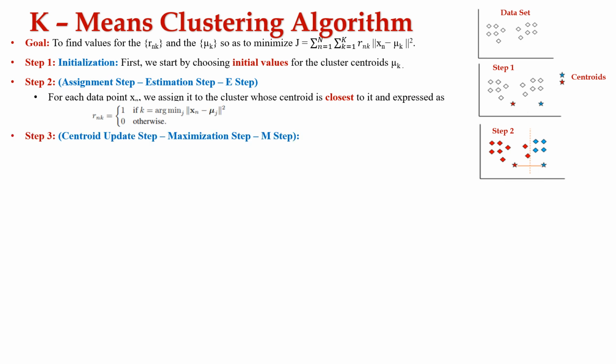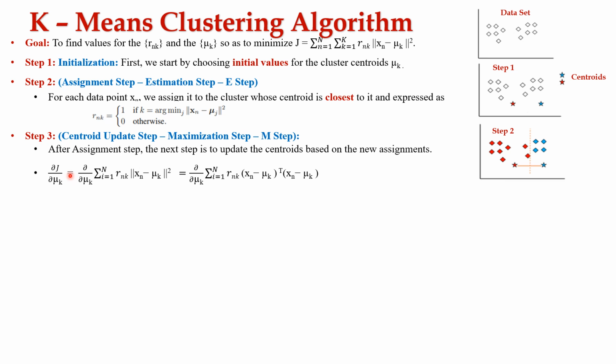Step 3 is the centroid update step, maximization step or M step. After the assignment step, the next step is to update the centroids based on the new assignments. In order to find the new centroid mu k, we minimize the function J with respect to mu k by taking the derivative of J with respect to mu k.